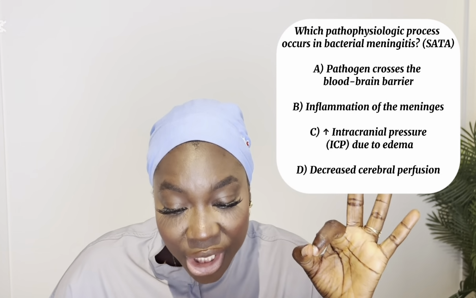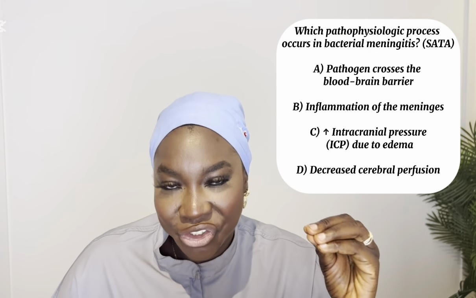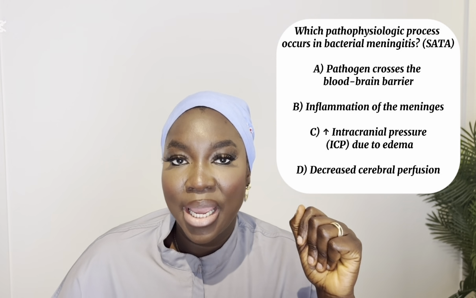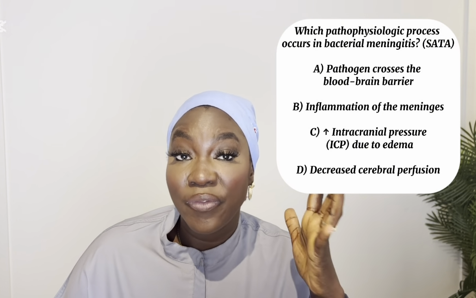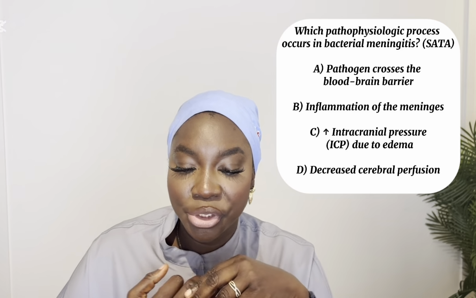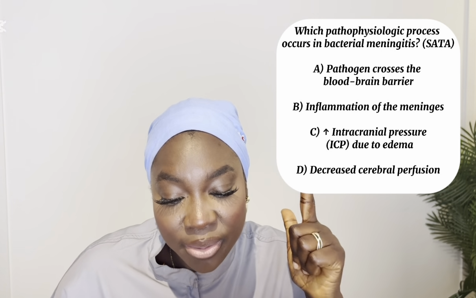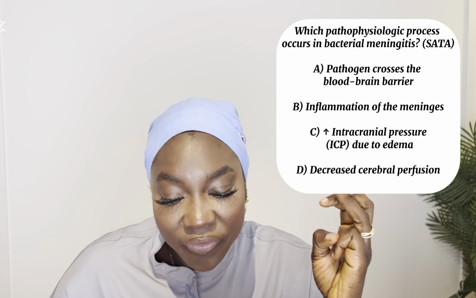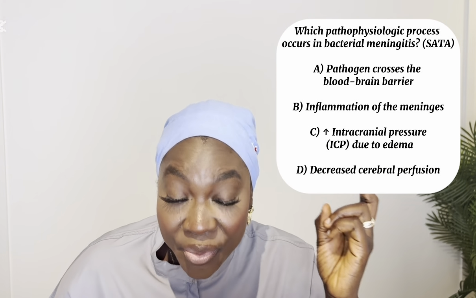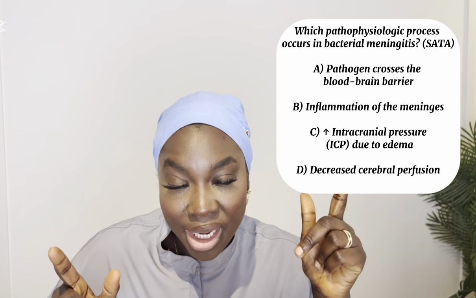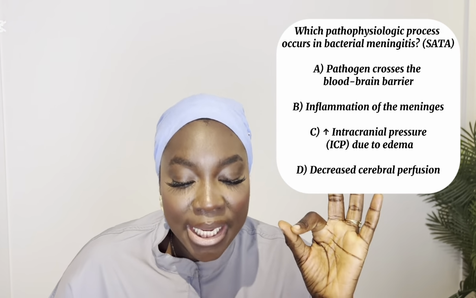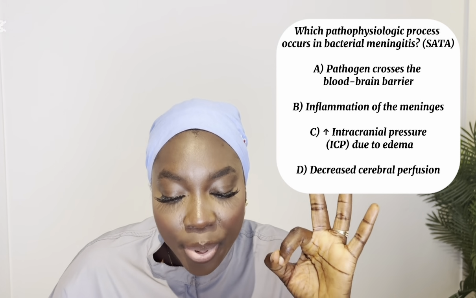Now let's move on. Next question: which pathophysiologic process occurs in bacterial meningitis? And this is select all that apply, and we treat select all that apply as true or false, so we'll go through it together. But let me read the options to you guys. A is pathogen crosses the blood-brain barrier. B, inflammation of the meninges. C, increased intracranial pressure, ICP, due to edema. And D, decreased cerebral perfusion.